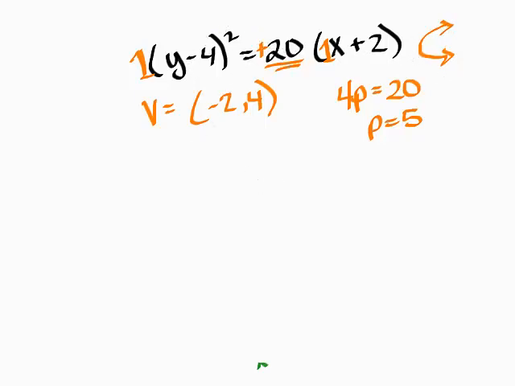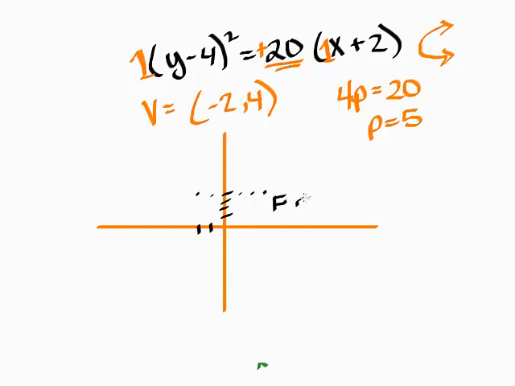So when I go to graph this now, I basically have set up a nice little axis. I plot the vertex, so -2, 4. I know it's opening to the right. And now I'm going to go 5 units. So 1, 2, 3, 4, 5 units. This is going to be my focus. I don't know why this is not working. Oh, it's because I'm drawing a line. That's always beautiful. This is going to be my focus.